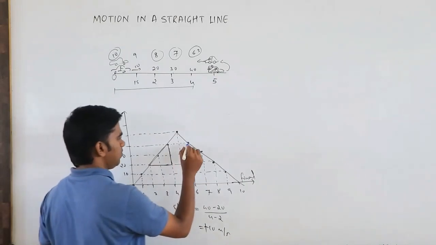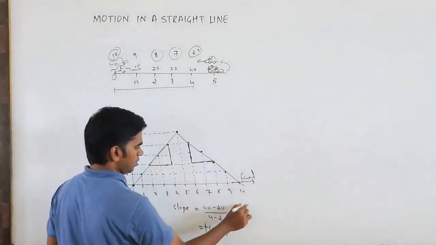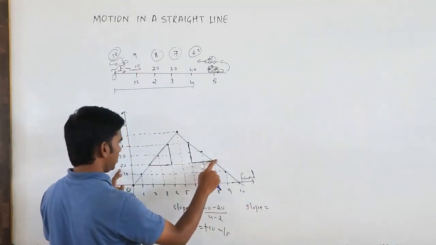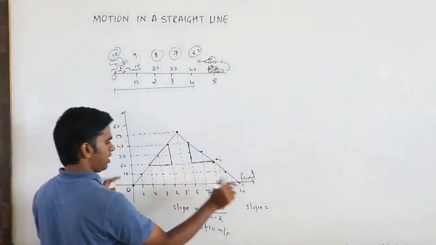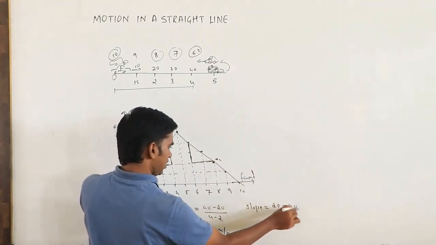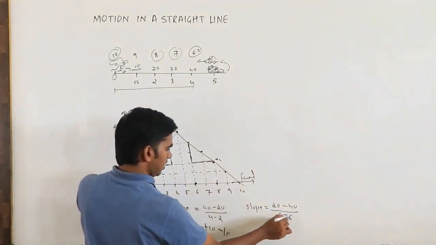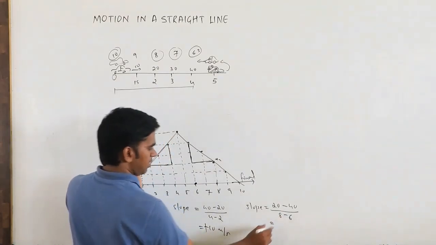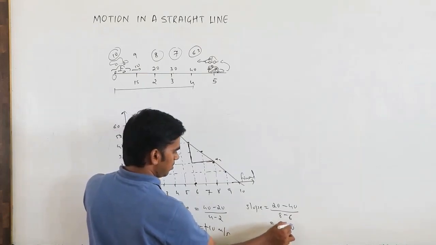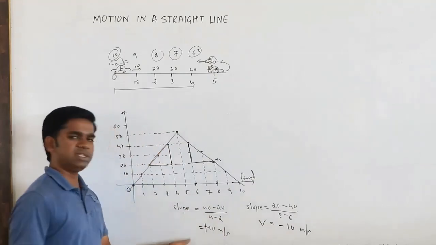Similarly, if I calculate the slope on this side, the slope is x2 minus x1 divided by t2 minus t1. x2 is 20. So 20 minus 40 divided by 8 minus 6. So this will become minus 20 by 2, which means negative 10 meter per second. So velocity is negative here, and velocity is positive here.